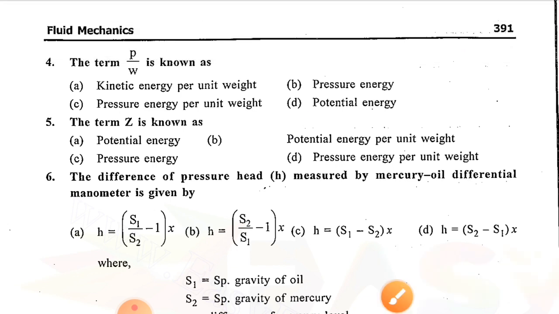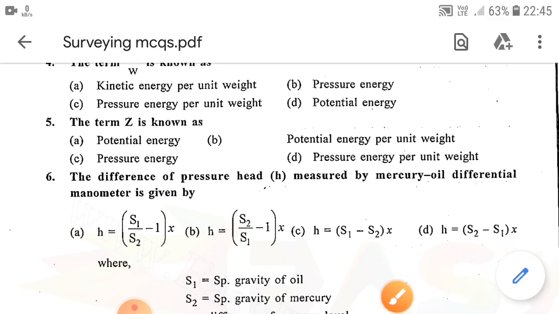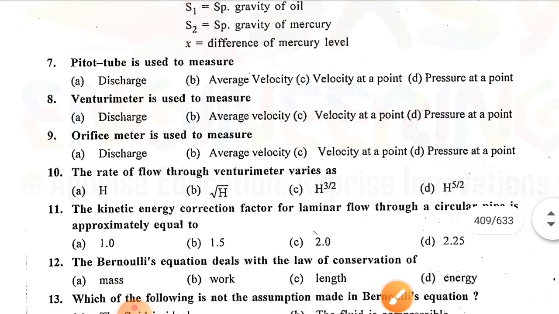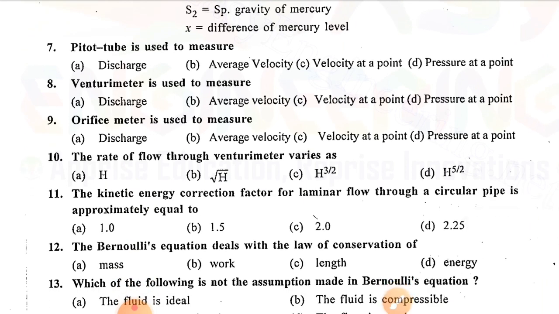Question number 6, the difference of pressure head H measured by mercury oil differential manometer is given by. Option B is correct, H equal to (S2 by S1 minus 1) into X. Question number 7, pitot tube is used to measure. Option C is correct, velocity at a point.